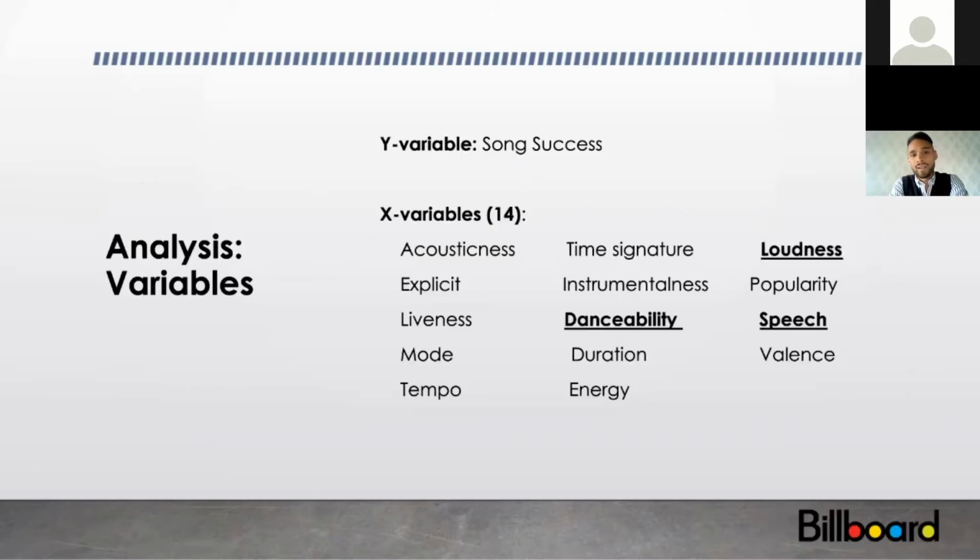So our analysis variables, the X's, are pulled from Spotify data: acousticness, whether a track is explicit, liveliness, the time signature, whether it is instrumental, how danceable it is, speechiness, valence, popularity. All of these are considered to see if we can model our Y variable, which is the elements of a song that would typically end up on the Billboard Hot 100.